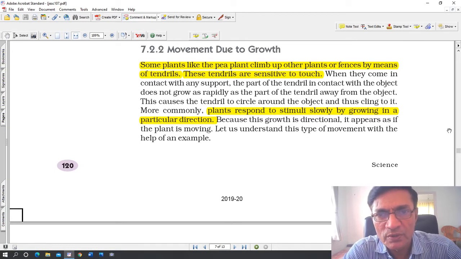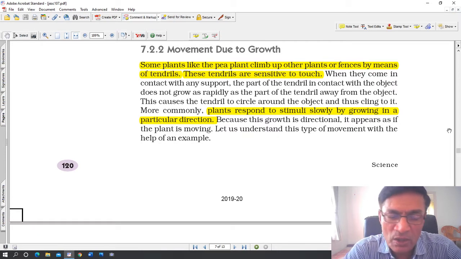Good morning, students. We are discussing chapter number 7, control and coordination in plants and animals. So far we have discussed a few things about control and coordination in plants, about various types of movement. Movements can be related to growth or anything else. It may not be related to growth in plants.